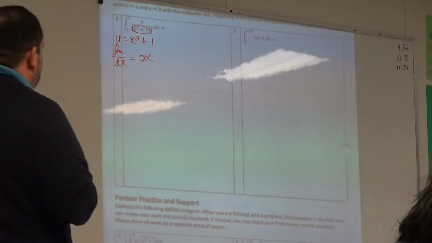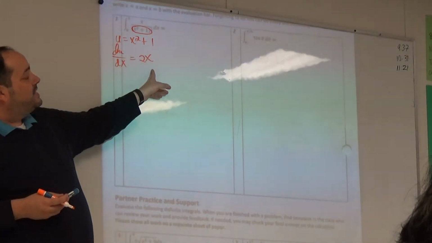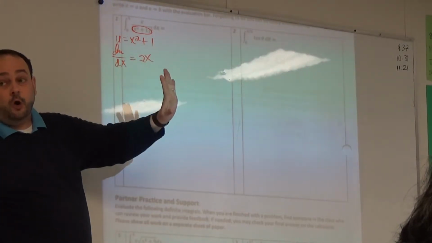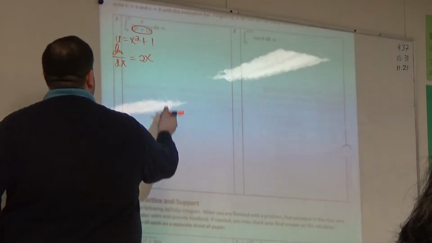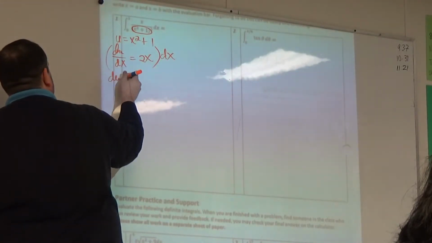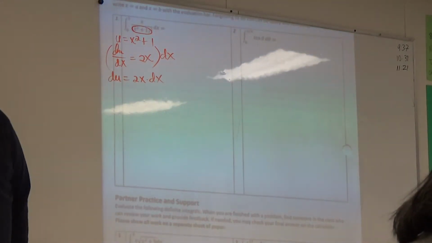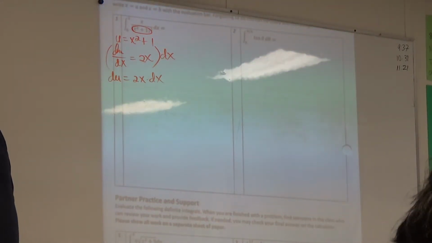Here's what the 7th period class and I are doing. Once they find the derivative, if this works for you, go with it. What they're doing is saying, I'm going to automatically multiply both sides by dx to get du equals 2x dx. Is that legal? Yeah.